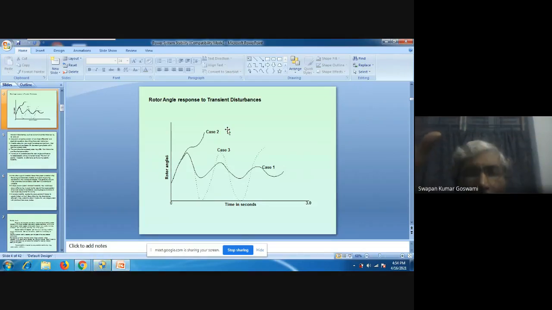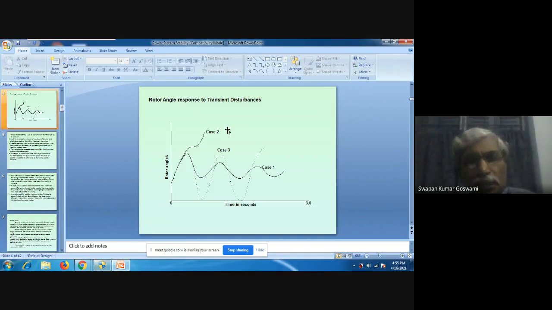How do we measure the rotor angle? It is the angle between the terminal voltage and the induced EMF. We have seen, in the phasor diagram of the cylindrical rotor synchronous generator, that the position of the induced EMF is along the quadrature axis of the rotor. So if the rotor position changes, then only delta will change. And the rotor position can change, obviously, when there is a change in the speed of the generator.